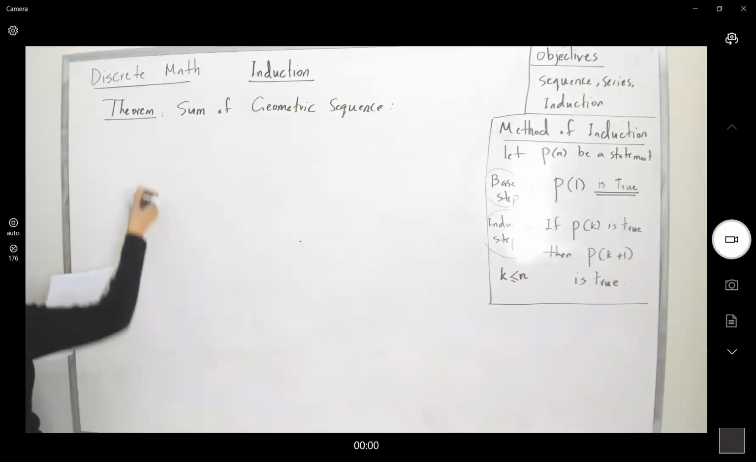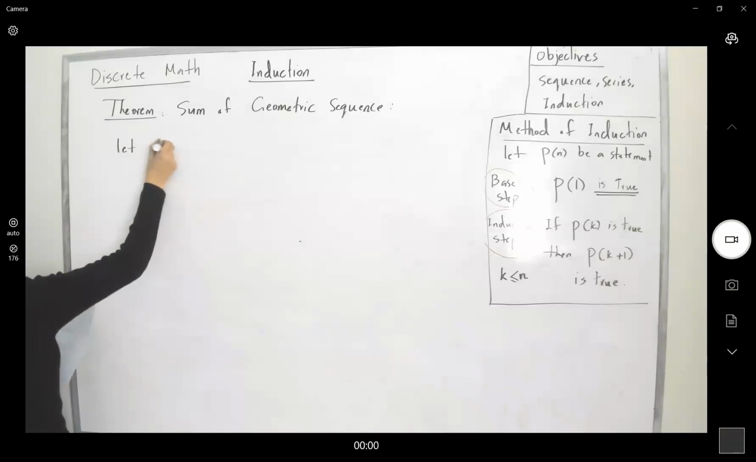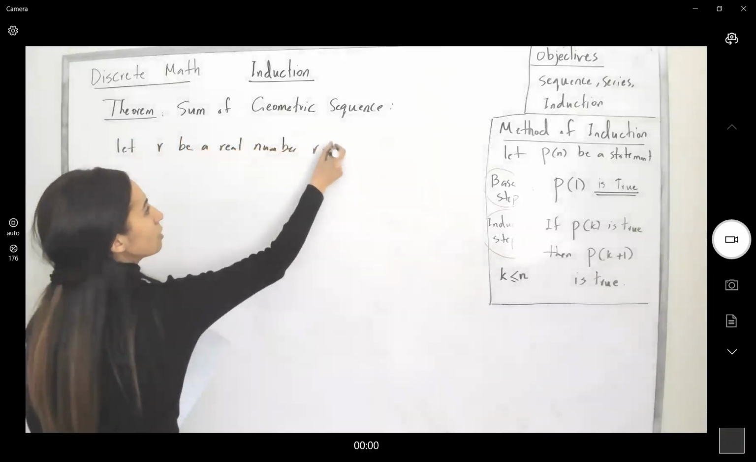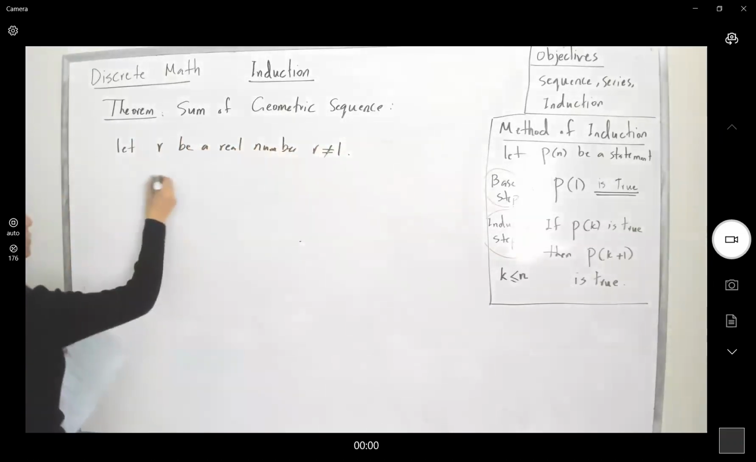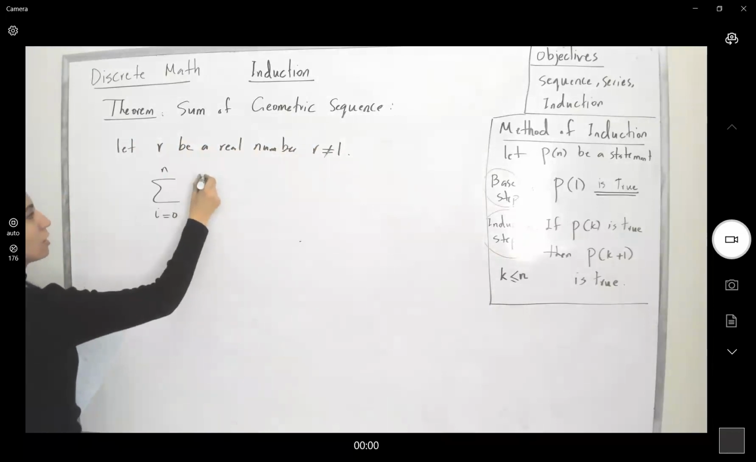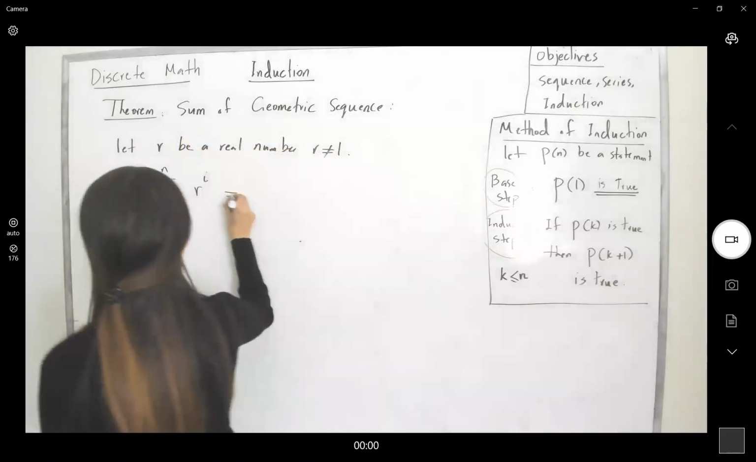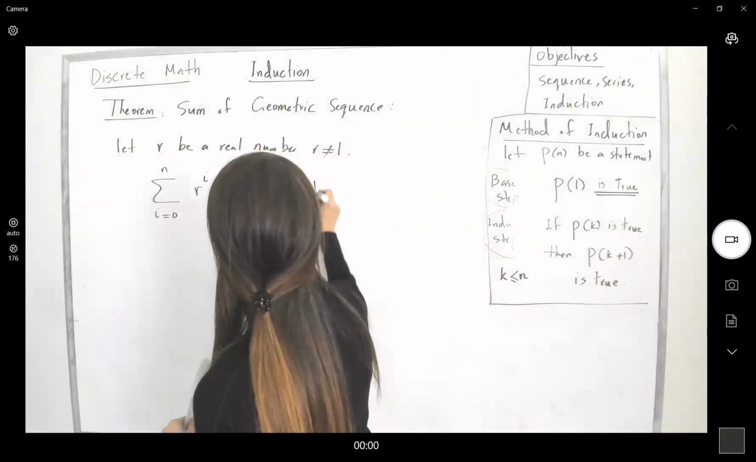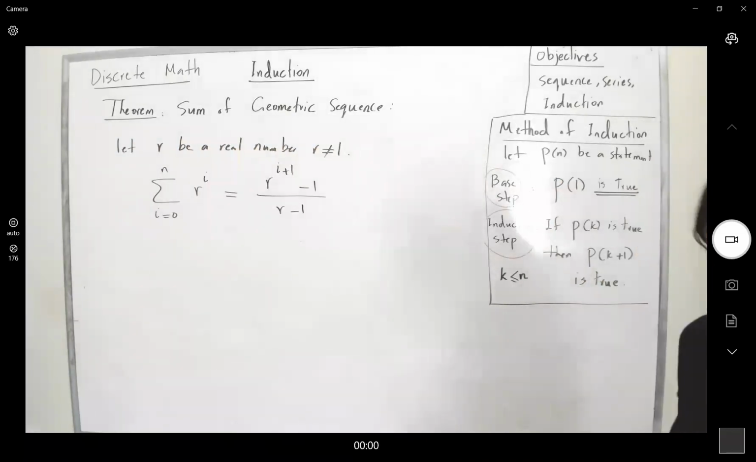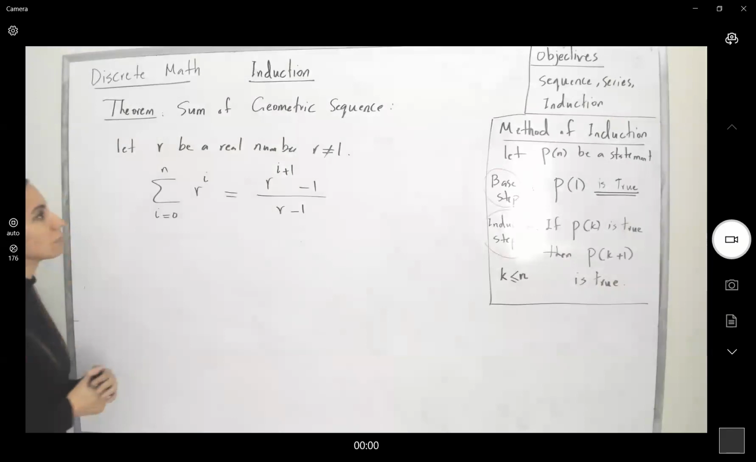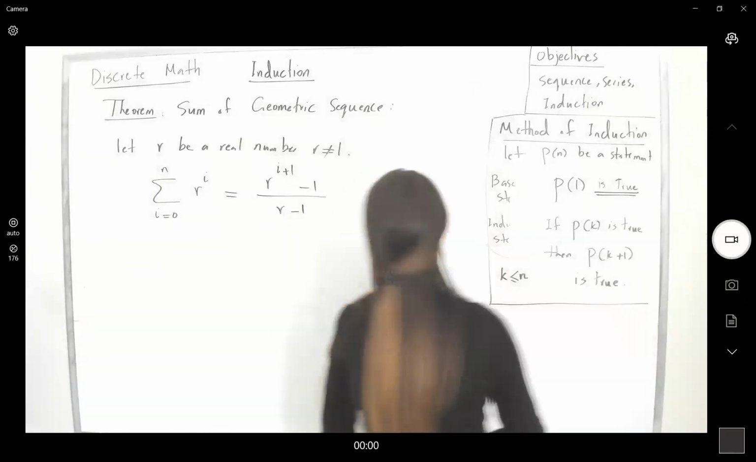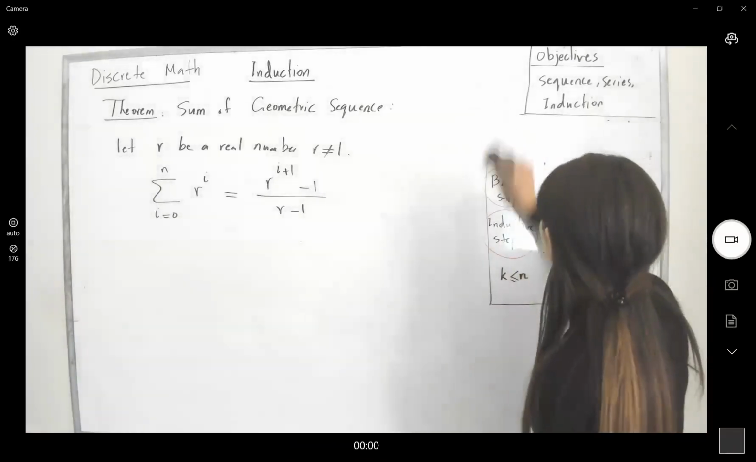Okay, perfect. So let r be a real number and r is not 1. Then the sum of r to the i, with i from 0 to n, is equal to r to the n plus 1 minus 1, divided by r minus 1. There you go. This is the formula that you memorized in elementary calculus. Today we're going to prove it.